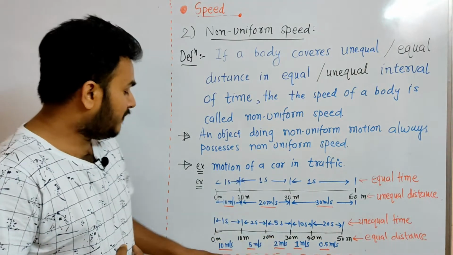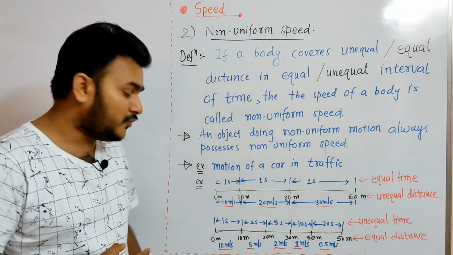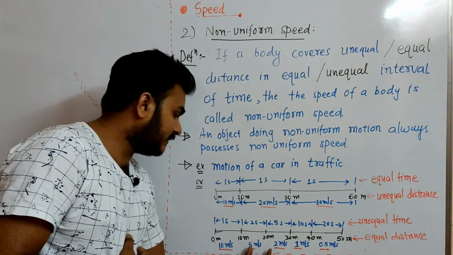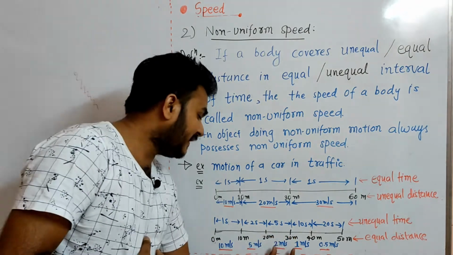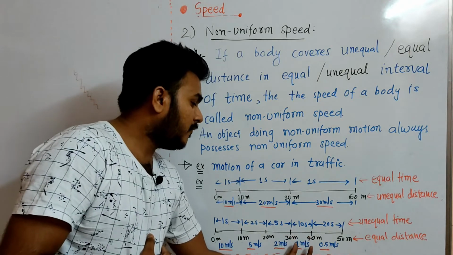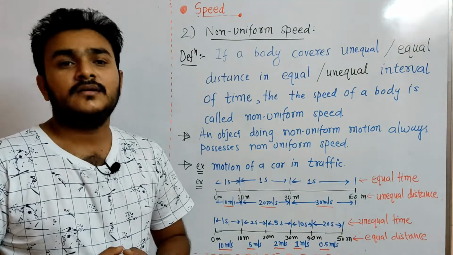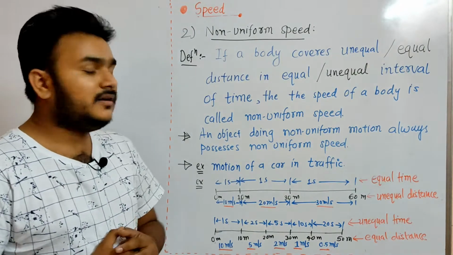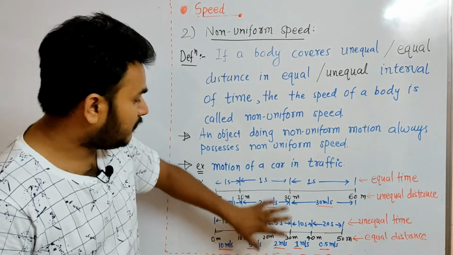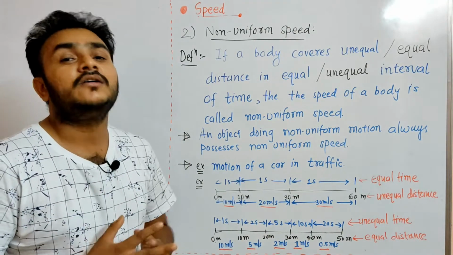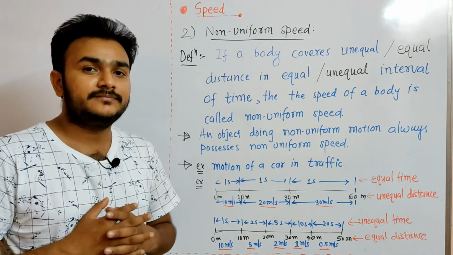And if you calculate the speed of such motion, then for the first one it is 10 meter per second, the second one is 5 meter per second, the third part is 2 meter per second, the fourth one 1 meter per second and 0.5 meter per second, as shown in the figure. So both are showing the same thing, a body with non-uniform speed.